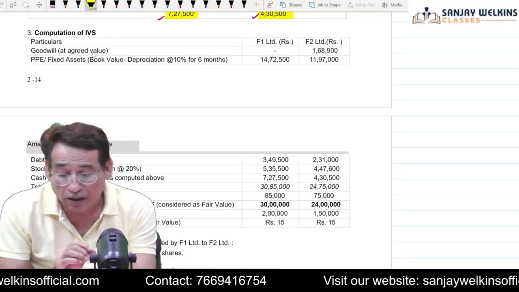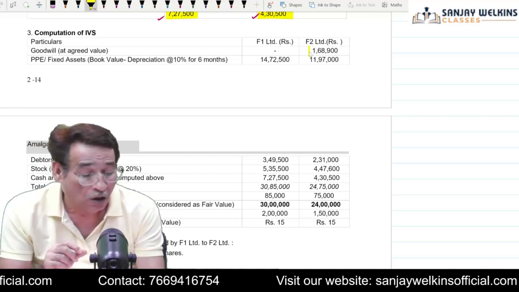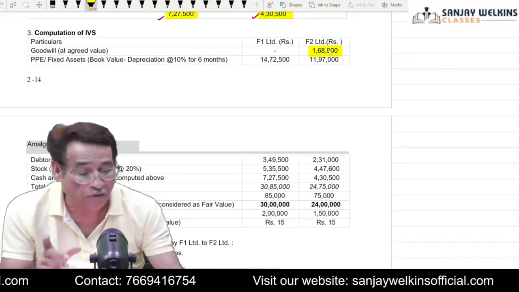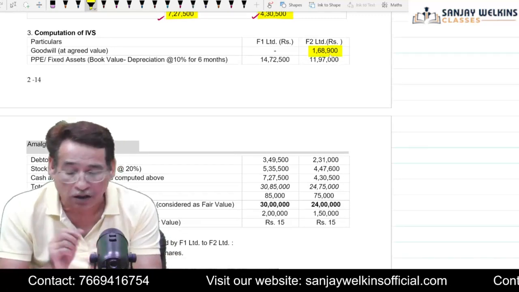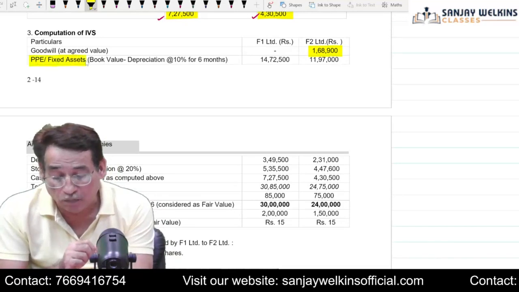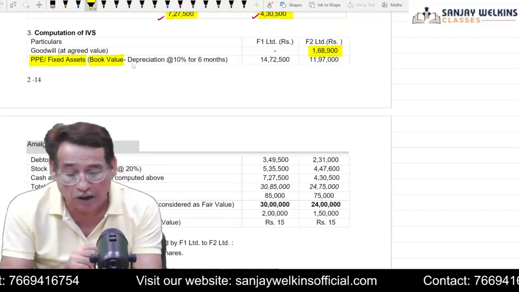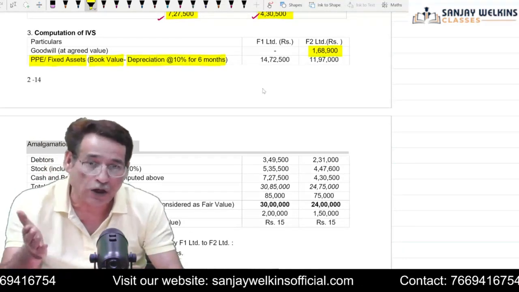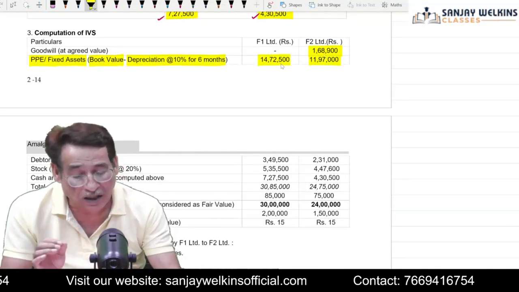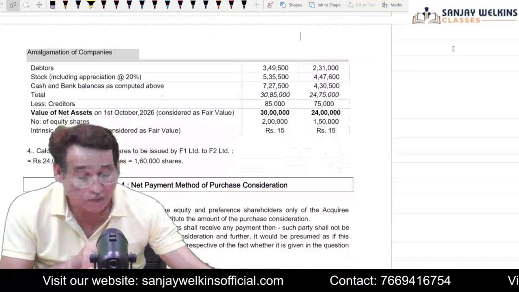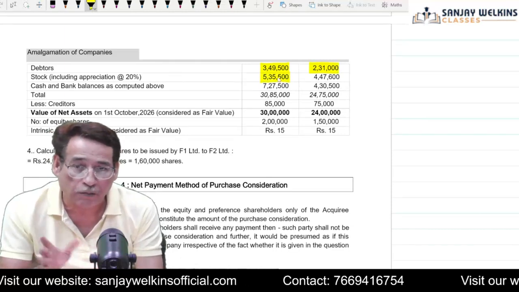First of all, goodwill is decided also in the question. It is written that on the date of acquisition, goodwill of F2 Limited was determined at 1,68,900. You will consider this value also. All the assets which are being taken over: then property, plant and equipment or fixed asset. Whatever book value is given in the balance sheet, you subtract the amount of depreciation for 6 months, which we have already computed. Now you will get these values. That means on the date of acquisition, these are the values of the fixed asset. Then debtors will appear at the same value because there is no change. Stock of F1 Limited will appear at the same value.